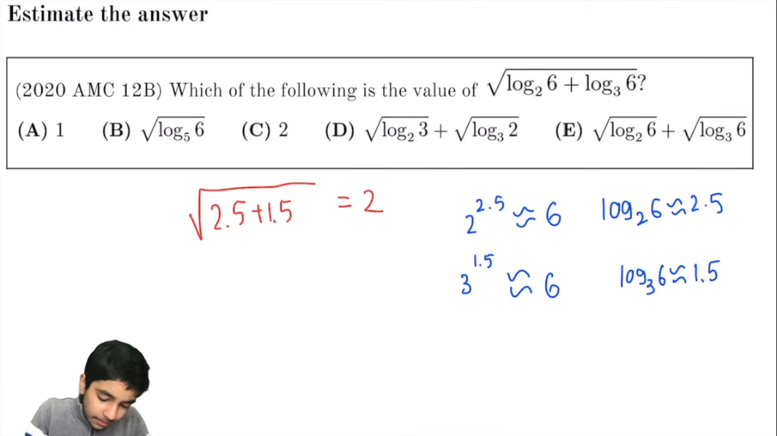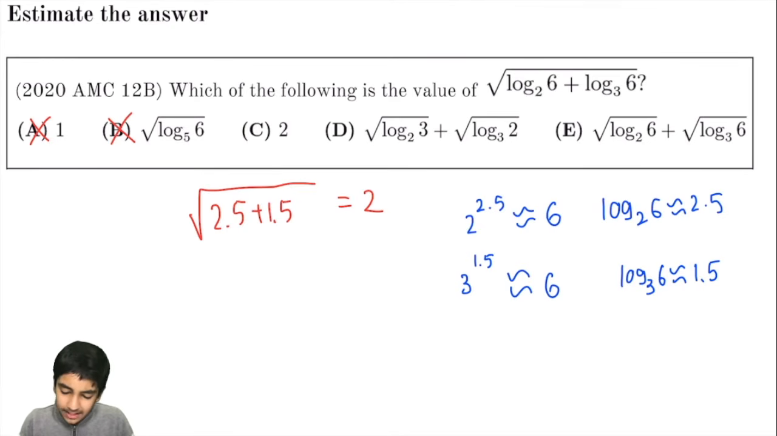So you can completely eliminate these two choices since they're much below 2. And we can also see that it's not going to be exactly equal to 2 either, so we can cross that out, since the value is going to be actually greater than 2. So now it's left to these two choices, D and E.